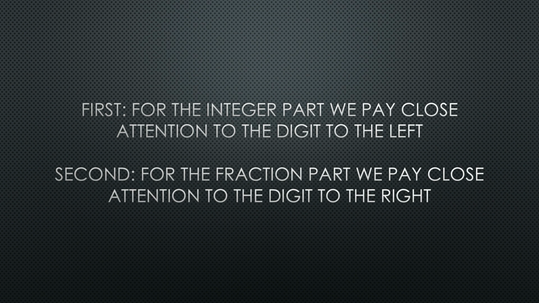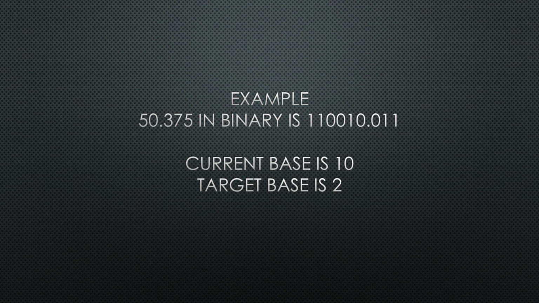For the integer part, you always look to the digit to the left, just on the integer, and on the fraction part you pay close attention to the digit to the right of the decimal. So example: 50.375 in binary is 110010 period 011. Our current base is base 10, which is what we usually use, and our target base for this is binary.